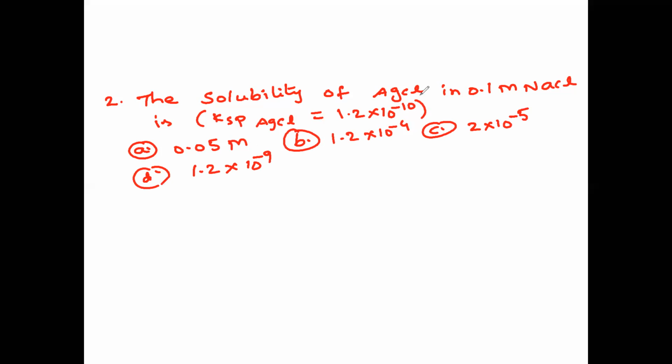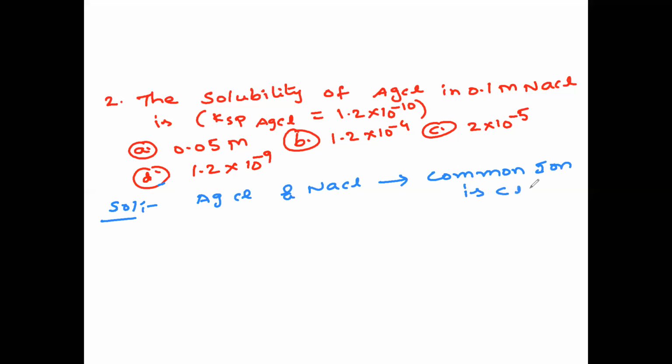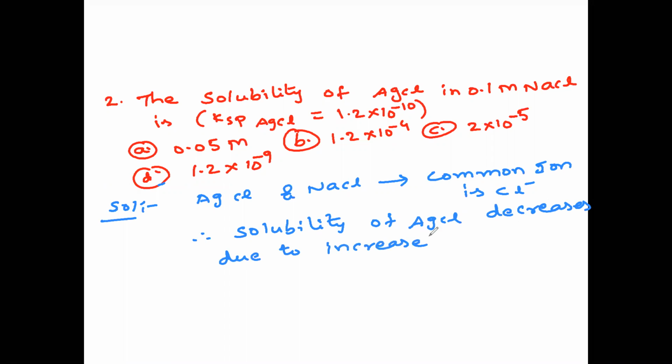Now let us see the solution. Since we have already done this part in the PPTs, I hope it is clear. So this is nothing but silver chloride and NaCl. The common ion is Cl-. Therefore, the solubility of silver chloride decreases due to the increase in the concentration of Cl-.